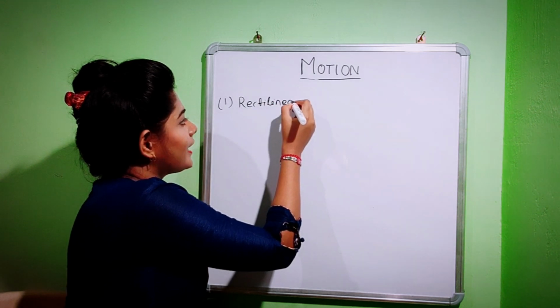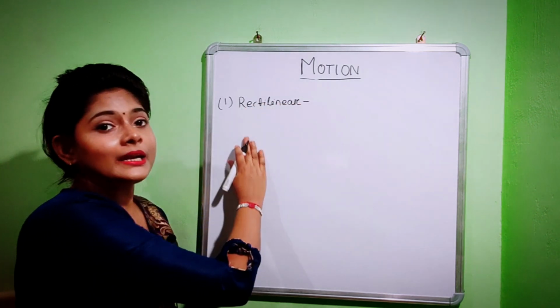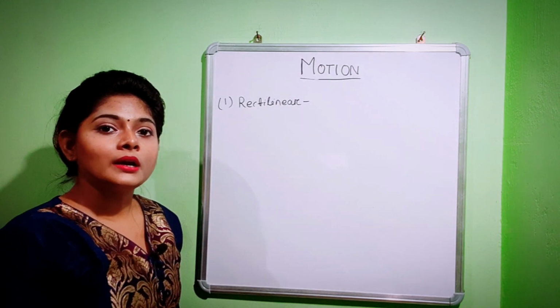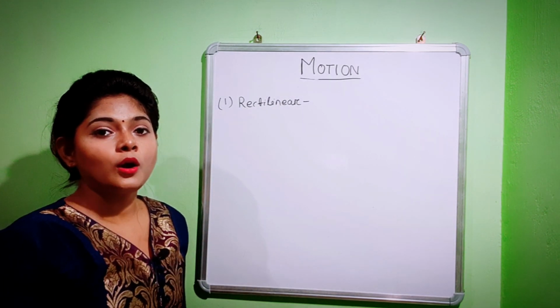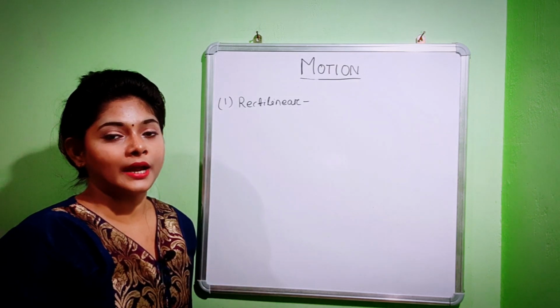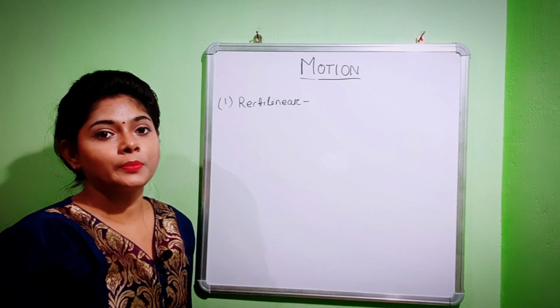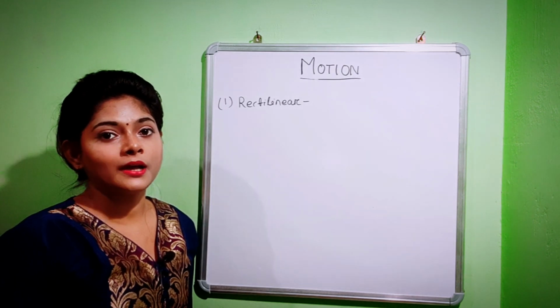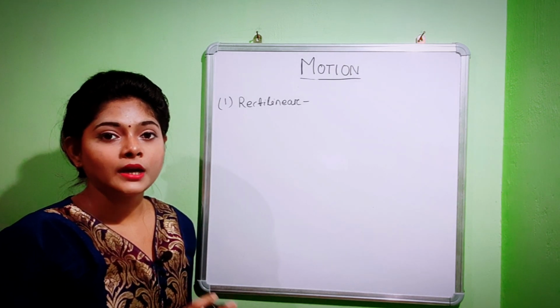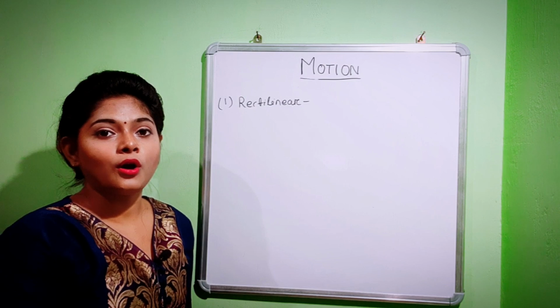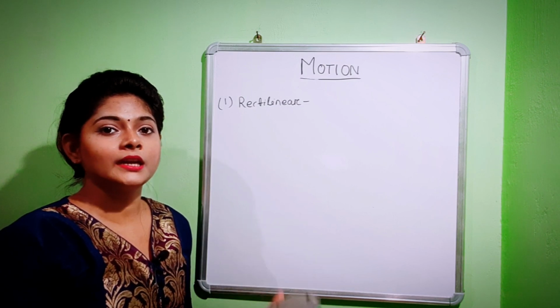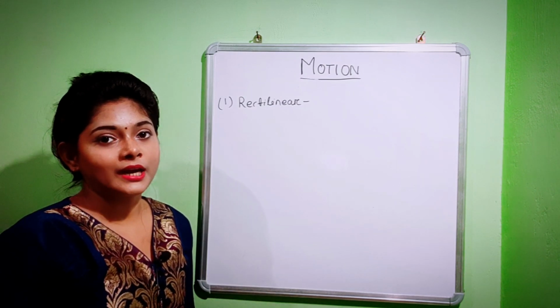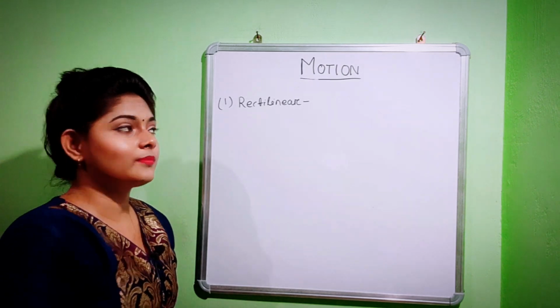This is also known as straight line motion. So what is rectilinear motion? When an object moves in a straight line, then the object is said to be in rectilinear motion. For example, march past by soldiers, movement of a car on a highway. So all these are examples of rectilinear motion or straight line motion. So what is rectilinear motion?